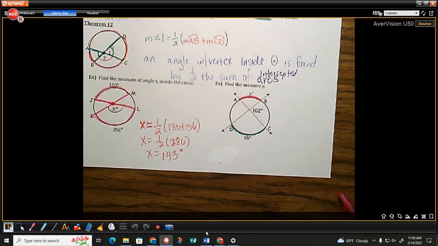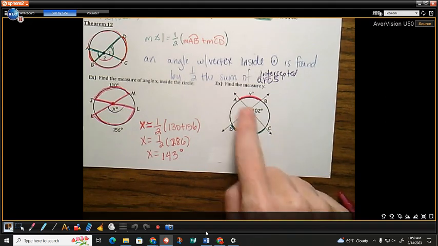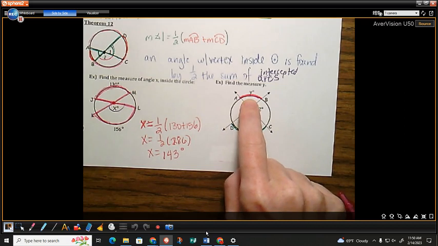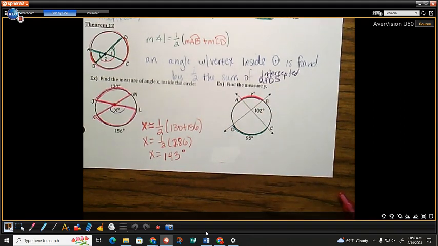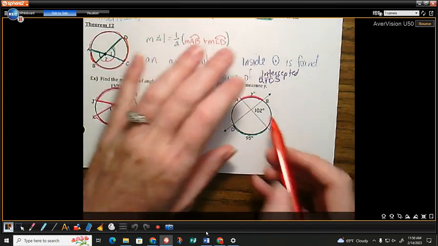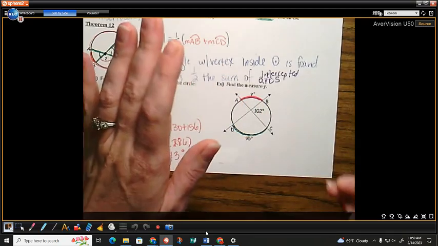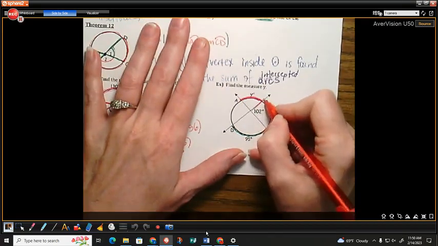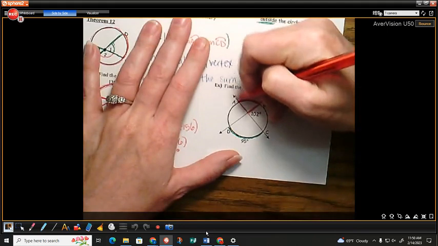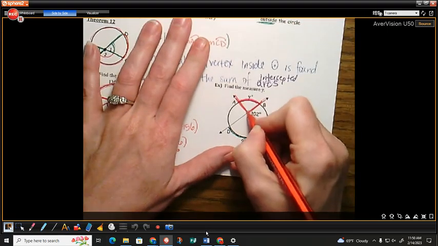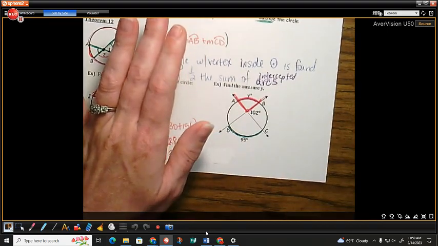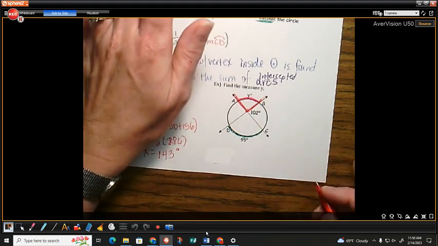Alrighty. How do you think we should attack this one? Because you can't attack it directly. I want arc Y. Okay, well, look, what is the arc intercepted by? It's an angle that's inside the circle. Okay, what formula does that use?